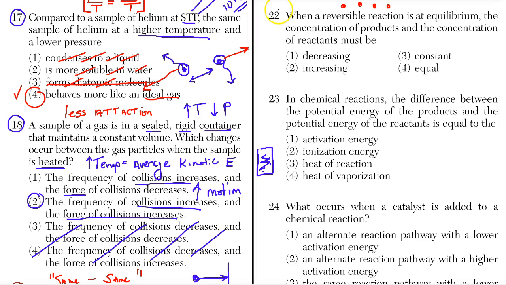Number 22. When a reversible reaction is at equilibrium, the concentrations of products and the concentrations of reactants must be... Most students will pick equal because they see equilibrium, and that is so wrong. What is equilibrium? Equilibrium is when the rate of the forward reaction equals the rate of the reverse. And it doesn't have to be a chemical reaction. It could be a phase change.